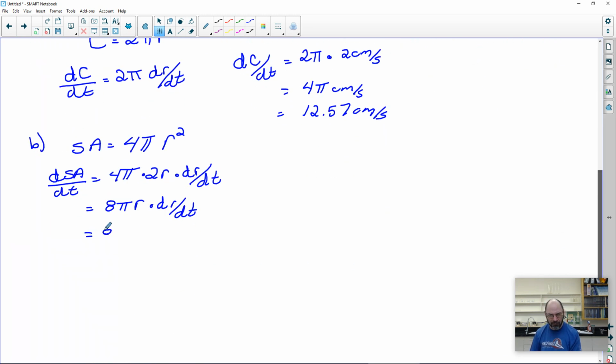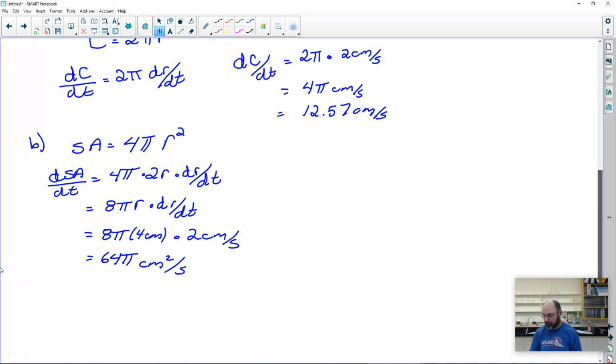So this is going to be 8 pi times 4 centimeters. Keep your unit in there because the units change, and times 2 centimeters a second. Now if we multiply that together, we get 8 times 4 times 2, so that's 64 pi centimeters squared per second. That makes sense now that you're getting surface area, because it should have centimeters squared per second. Now that's a good answer.